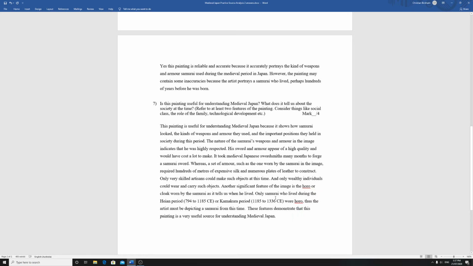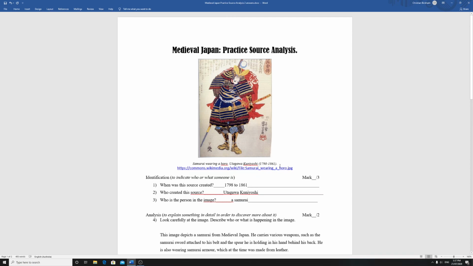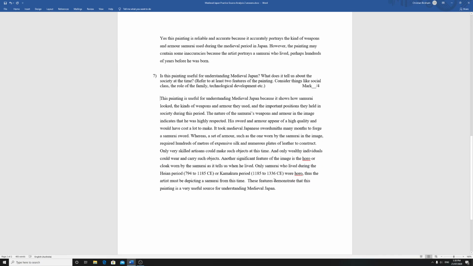So, once we understand this information, we can see that this artist lived during this period, 1798 to 1861, and he's drawn a samurai who lived, in Japanese medieval society, at least 500 years before he was born, if not earlier. Okay? And then I have a concluding sentence here. These features demonstrate that this painting is a very useful source for understanding medieval Japan.